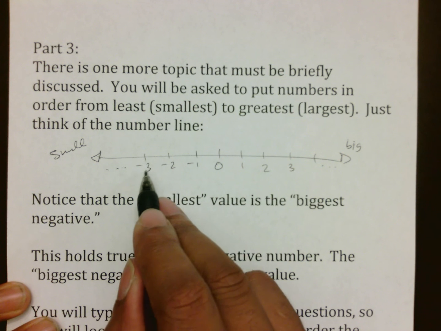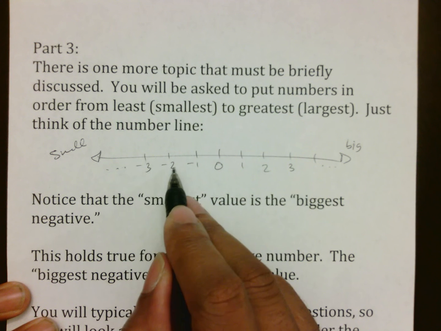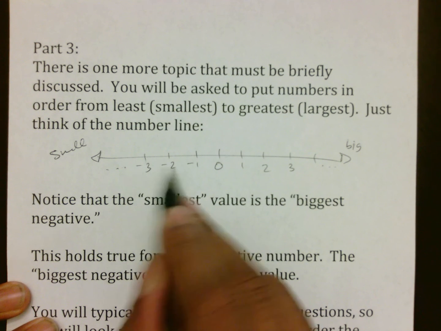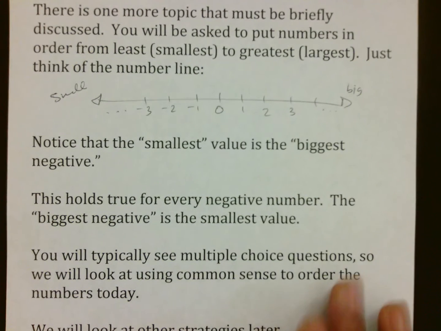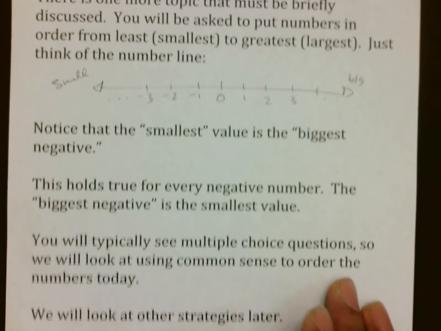Whenever you think negatives, I think about debt. Would you rather owe $3 or $2? Because you'd rather owe 2, that means that this is smaller, so that's something you got to be careful of. This holds true for every negative number. The biggest negative is the smallest value.